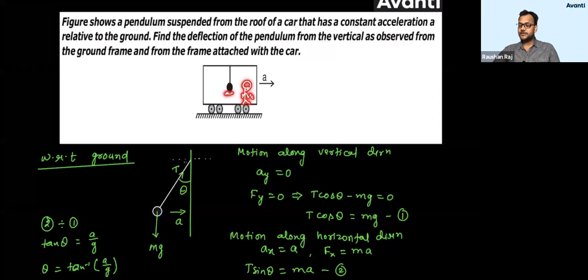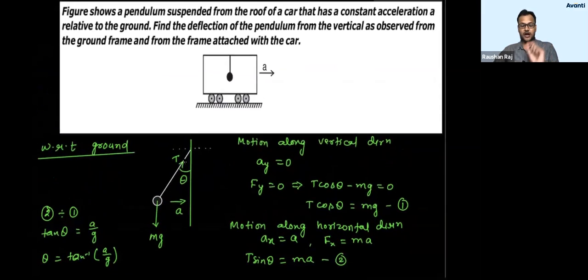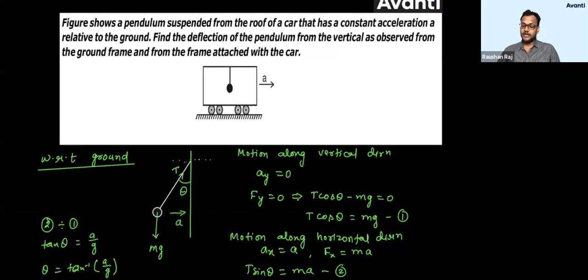And man is actually moving along with the car, so our reference frame will be the car. So acceleration of bob with respect to this car is actually 0. So here Ax will become 0. If Ax will become 0, I have to write T sine theta will be equal to 0. That means theta is 0. That means with respect to car, the man standing there should see that it is not moving anywhere.